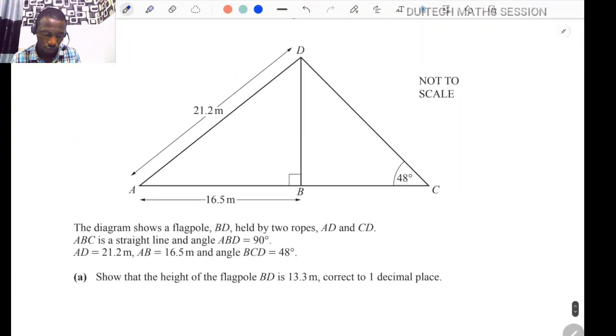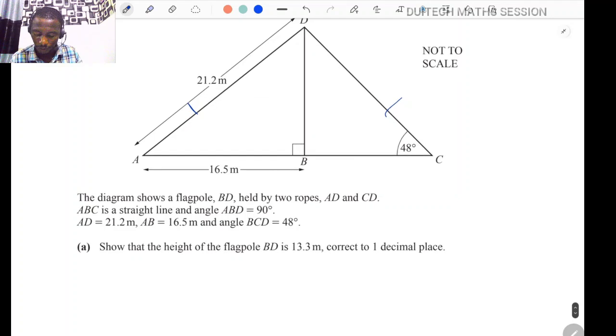Finally, we're told to calculate. The diagram shows the flagpole BD held by 2 poles. We're told that AB is a straight line, and the angle at A is 90 degrees. Show that the height of the pole BD is 13. Since this side is given and this side is given, we have to find x here.